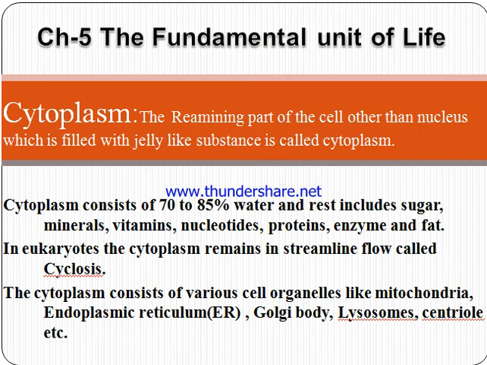In eukaryotic cells, the cytoplasm remains in streamline flow. Streamline flow means the cytoplasm is in motion. This continuous movement of the cytoplasm is known as cyclosis. This cytoplasm consists of various cell organelles.